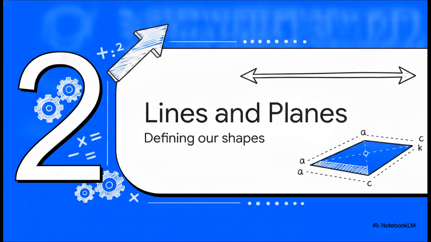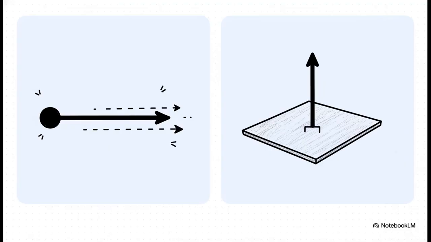Moving right along to Section 2, Equations for Lines and Planes. Let's break down the foundational toolkit you're going to need to describe these shapes mathematically. Notice the stark difference here in how we define a line versus how we define a plane. Lines are easily built in what we call parametric form. The equation is x equals p plus lambda times r. What does that actually mean?